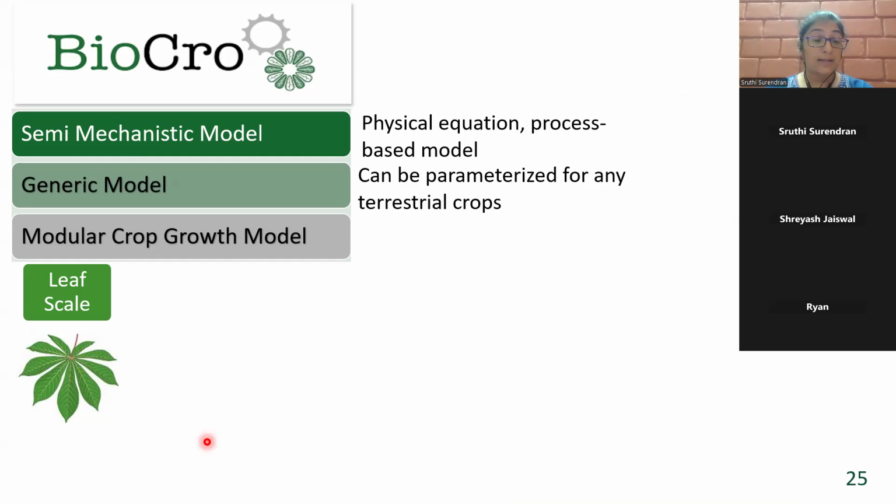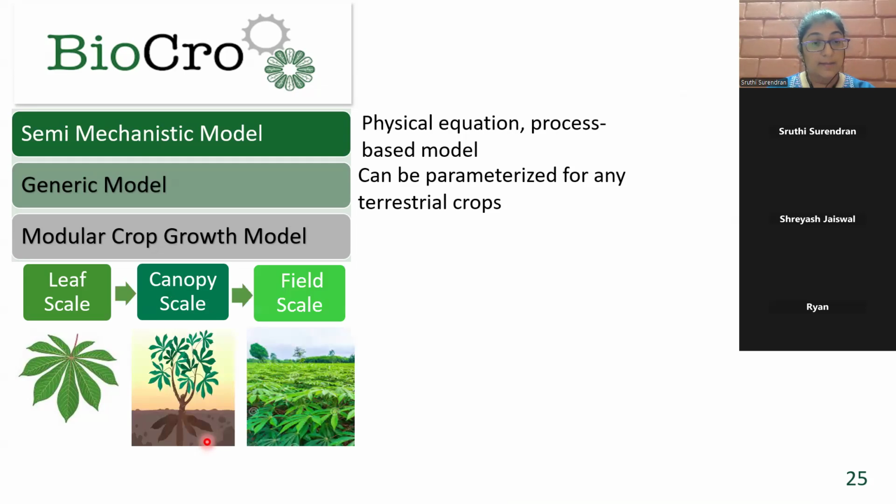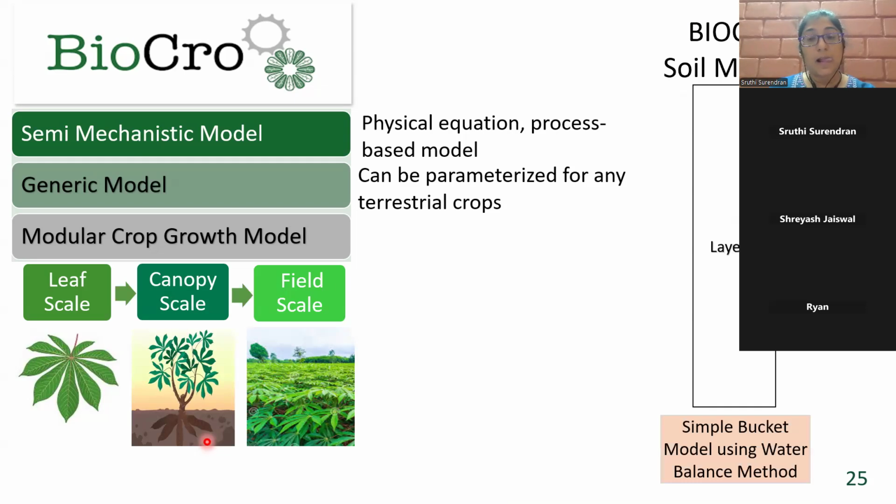Then, like I said, it is able to do measurements at leaf scale. It can be extended to the canopy scale, and when you measure it for one canopy, you can extend it to a field scale also. And soil water, like I said, soil evaporation is also estimated. How much soil water is there is estimated using a very simple water balance method.